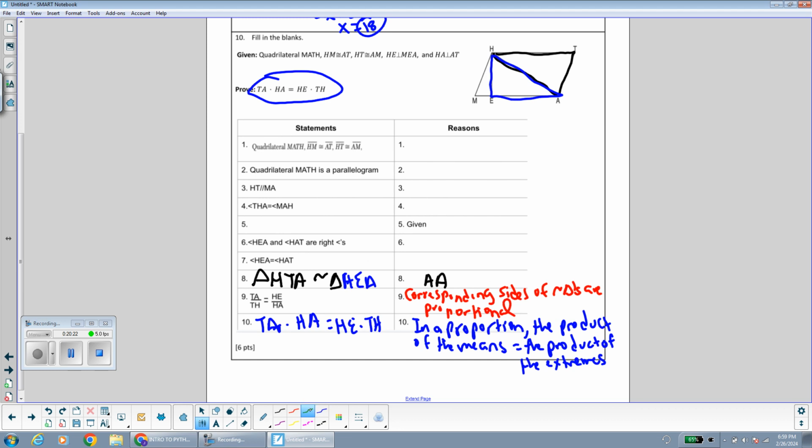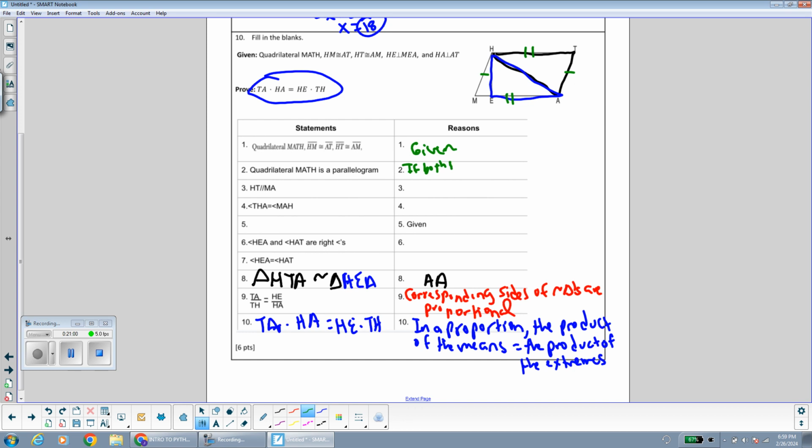And we have a fill in the blank proof here, so it's here to help us out. So our first step has got to be the givens. And notice it's not all of the givens. Some of the givens are going to come later on. I even see a reason down here that says given later on. We are given up here that HM is congruent to AT and that HT is congruent to AM. And now it's asking us why to justify why we have a parallelogram. Well, if you look at the givens, you can see it's because the opposite sides are congruent.